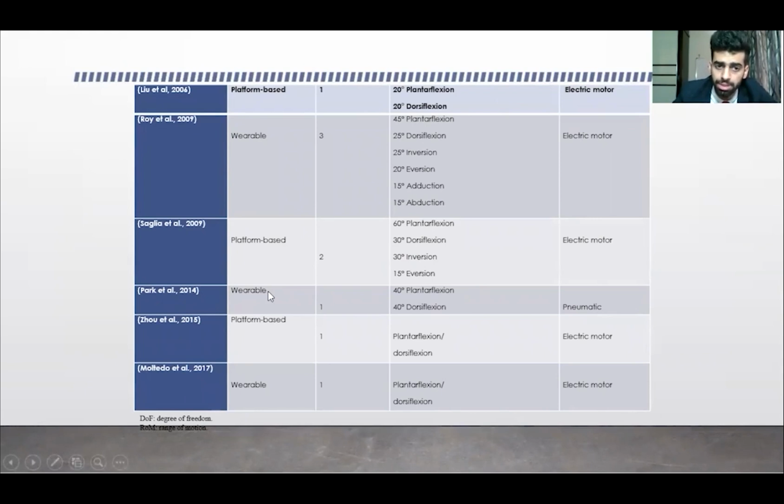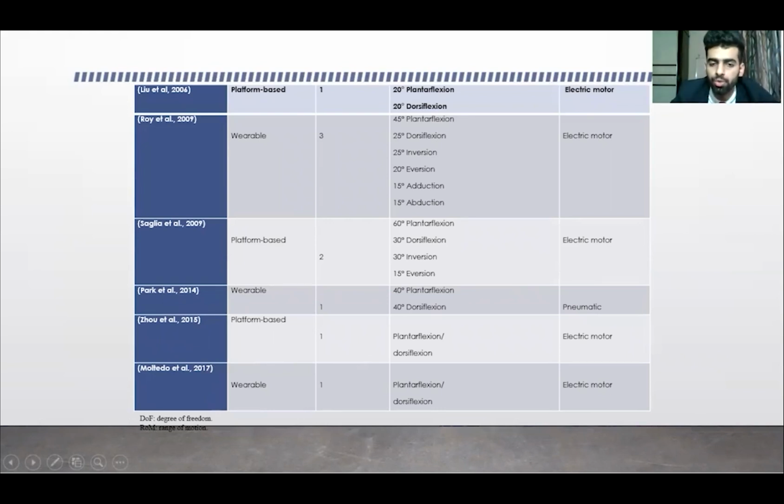is wearable, done by the author Park, 2014, and it allows only one degree of freedom, which is for plantar flexion and dorsiflexion, and it uses pneumatic as actuator. And the last two, in 2015 and 2017, one is platform-based and the other is wearable. They both allow only 1 degree of freedom.